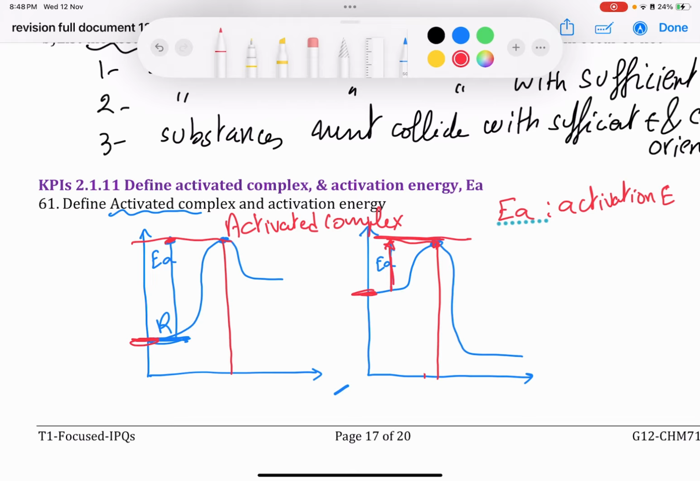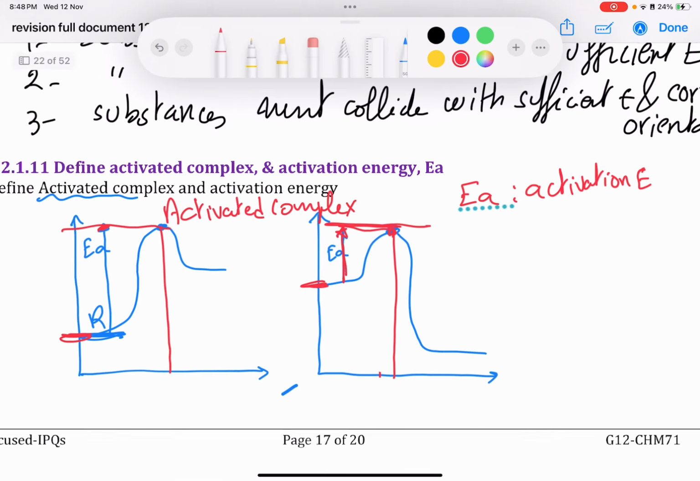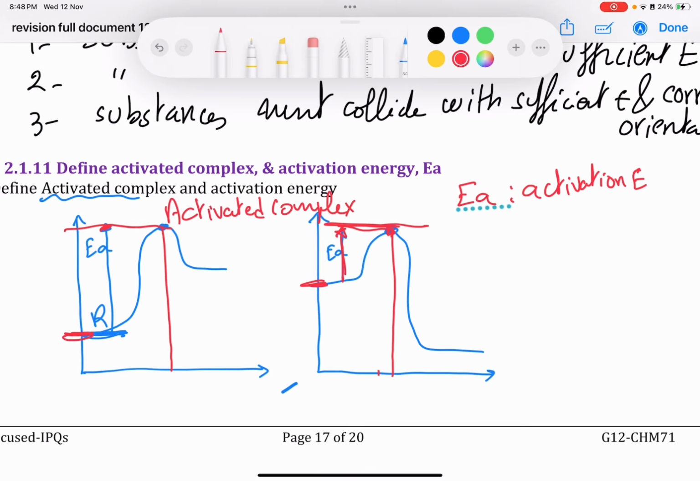Activation energy is the minimum amount of energy that reacting particles must have in order to reach and form the activated complex. So what is an activated complex? An activated complex is simply a transition state. It's a temporary arrangement where the old bonds are being broken, and at the same time new bonds for the products are being formed. So it's just a transition state that moves the reaction from reactants to form the products.